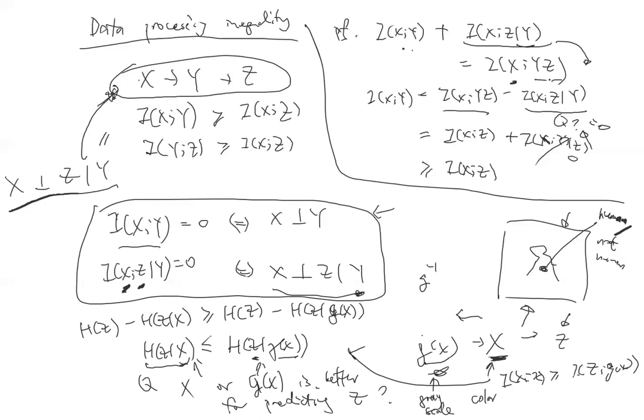But if it's invertible, then I will also have something like that. I will have g(X), X, and Z like this. Then in this case, the amount of information in g(X) is the same as X. So then this actually is equal. But in general, your operation often is not invertible.